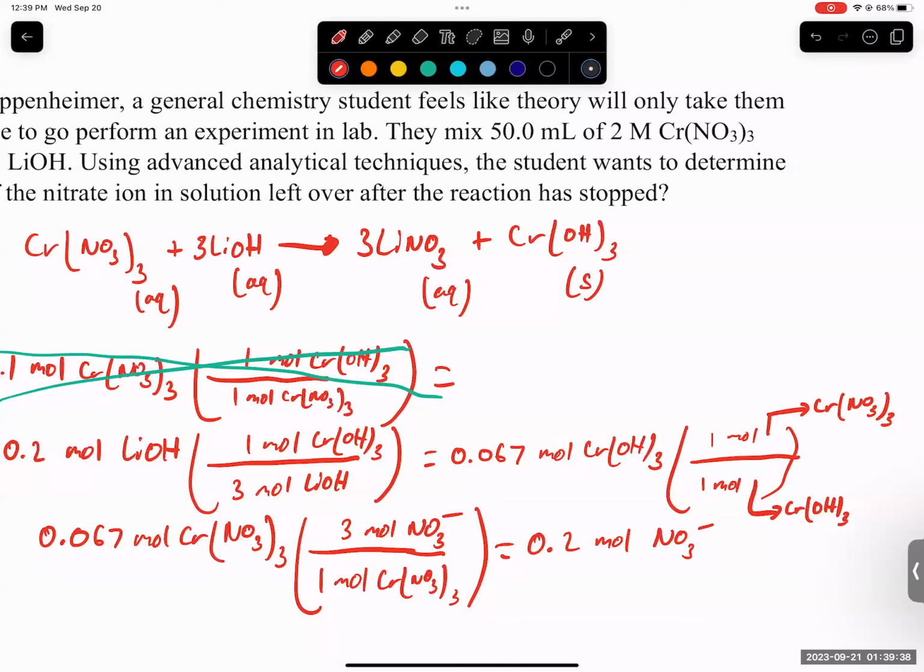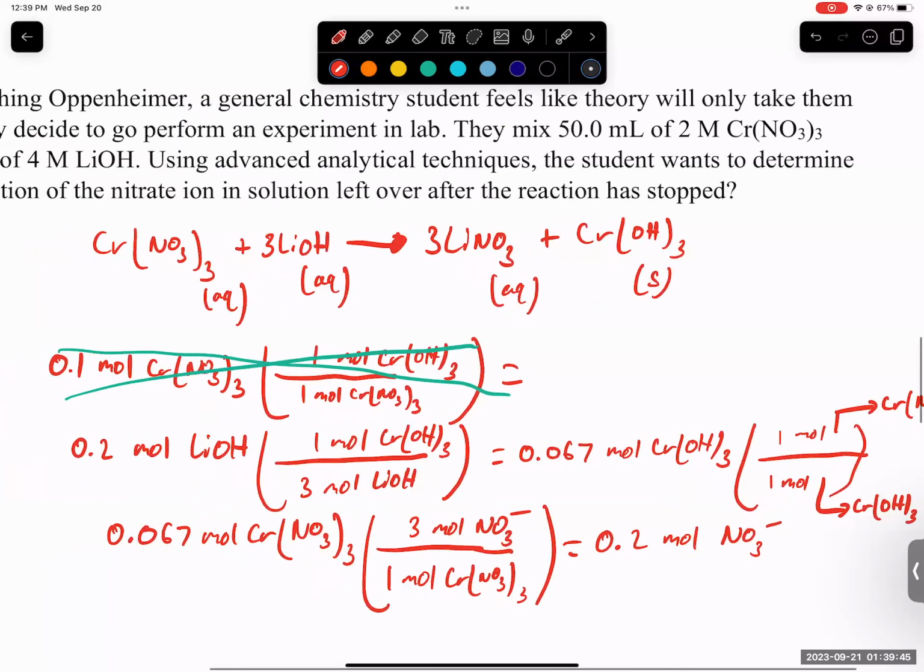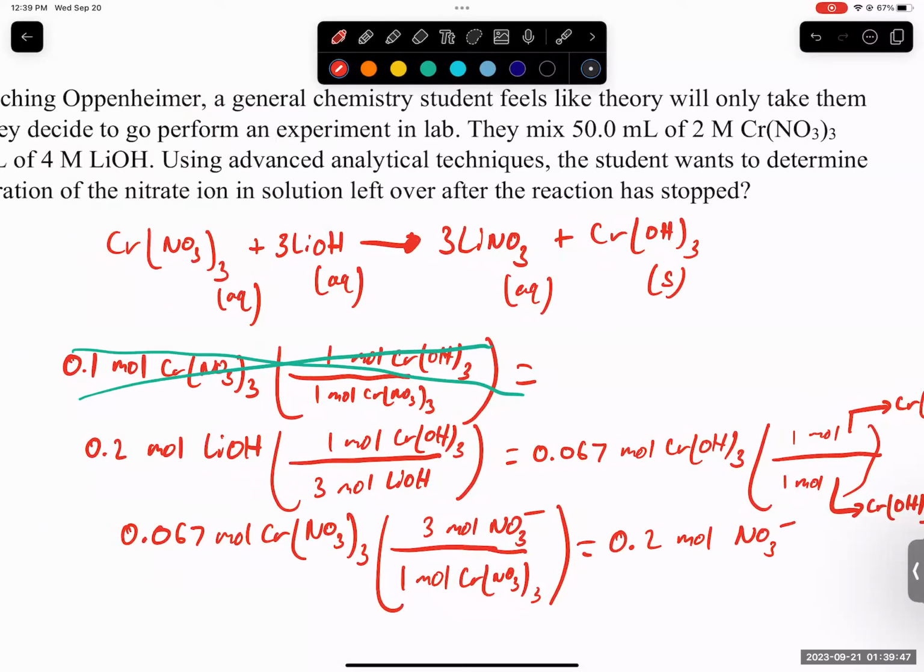All right, so you have 0.2 moles of nitrate. So how many moles of nitrate ion did I start off with?